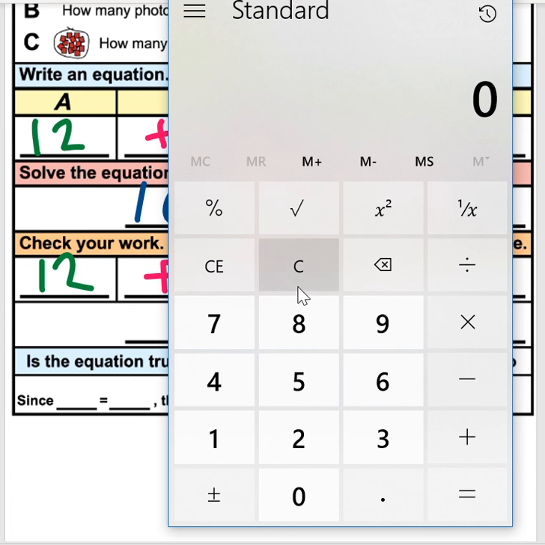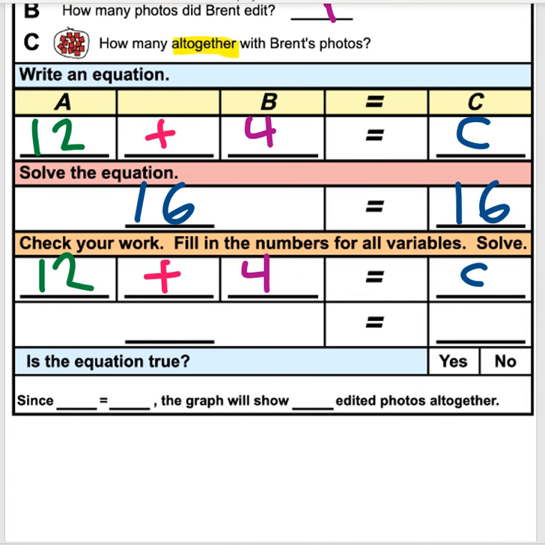We can pull up our calculator again. 12 plus 4 equals 16. So we have 16 equals 16 for C. Is the equation true? Yes. So since 16 equals 16, the graph will show 16 edited photos all together. So our equation was correct.